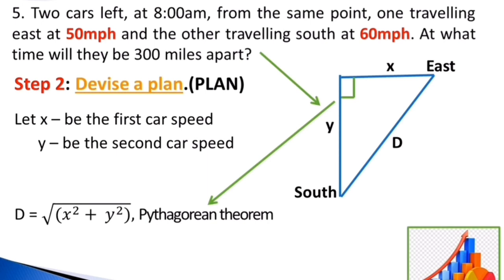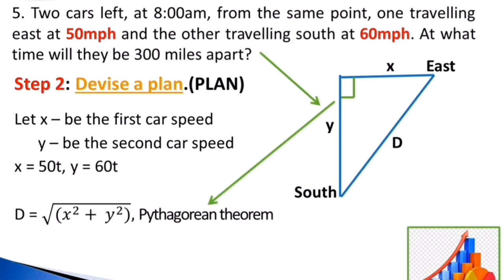So using all this, we can write the numbers. Since the first car is going east with a speed of 50 miles per hour, we can write it this way, 50t. Then since the second is 60 miles per hour, we can write it as 60t. Okay, t is for the time.